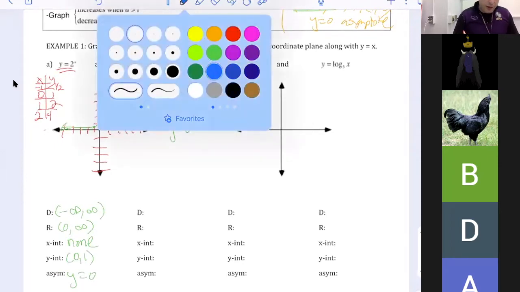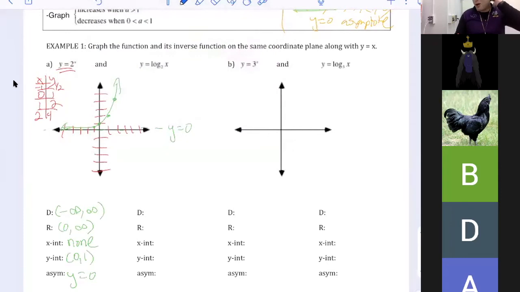The inverse of y equals 2 to the x is log base 2 of x. And again, in the past, it's been hard to find the values using our calculator. Now you can, but it's a lot easier to find the inverse by just graphing the exponential. So look at these values. 1/2, negative 1. 1, 0. 2, 1. 4, 2. All I did was I interchanged the x and y values.